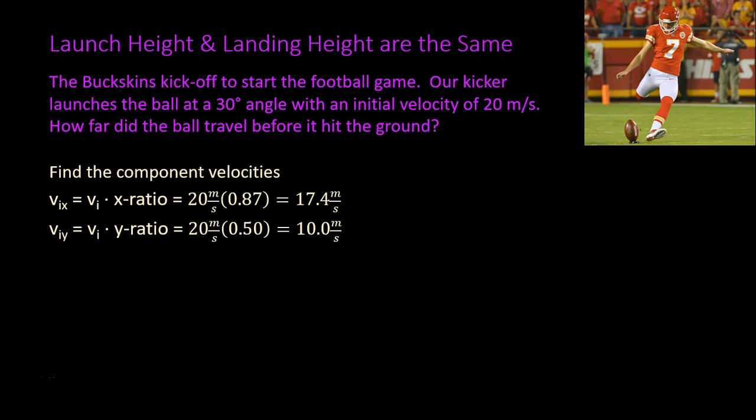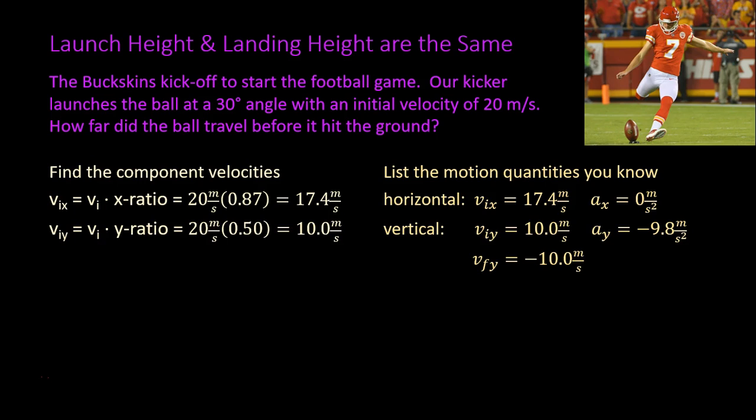Step 1, we want to find the component velocities. So we go to our unit circle, or we use our trigonometry, and we find the initial horizontal velocity is 17.4 meters per second, and the initial vertical velocity is 10.0 meters per second.